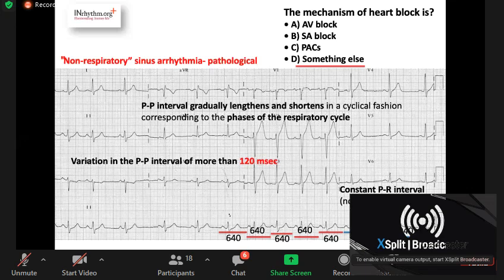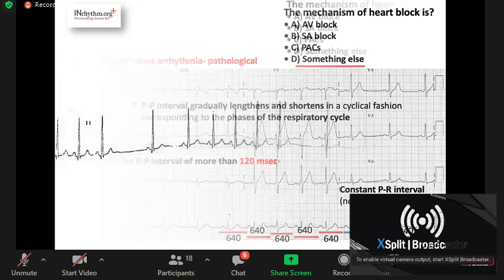But if this person is slightly older, and this kind of pattern doesn't happen with respiration, then we call it a non-respiratory sinus arrhythmia. That non-respiratory sinus arrhythmia is a typical phenomenon that can happen in the early part of sick sinus. So whenever you see such ECGs, always try to measure the intervals.